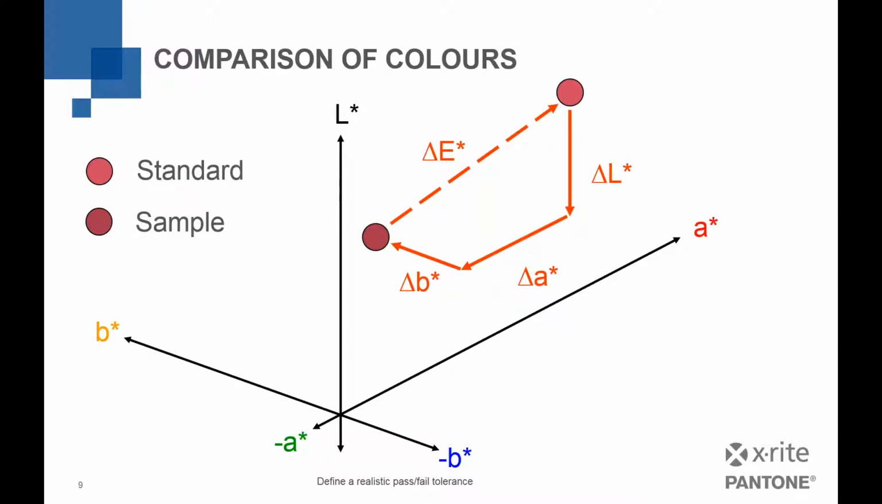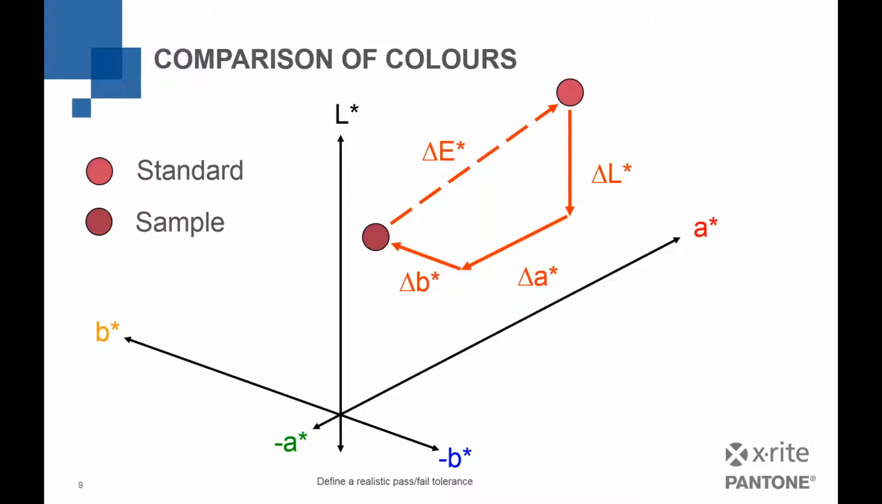Okay, if we look at these 3 dimensions, the L star, A star, and B star, in the 3-dimensional space, if we compare 2 color points, we've got a delta L star, a delta A star, a delta B star, and if we, using the CIELAB equation, which gives us the square root of the sum of the squares of these 3 dimensions, we get the delta E star, or the color difference.